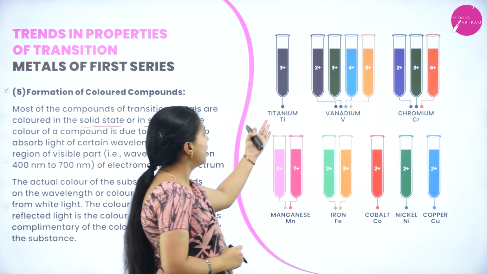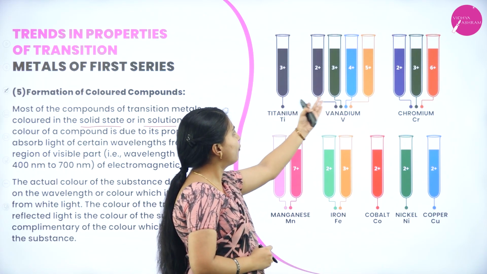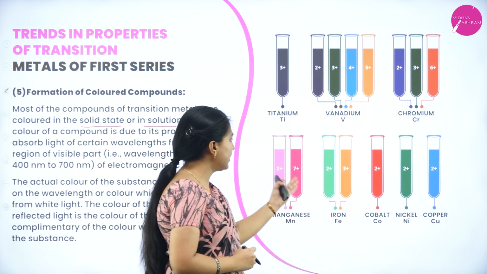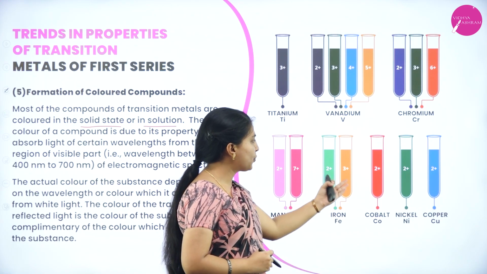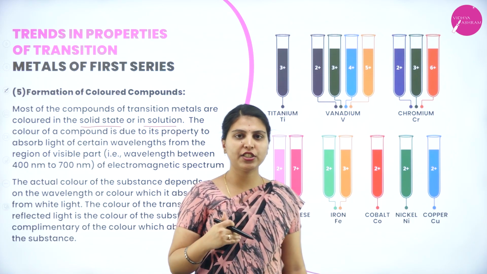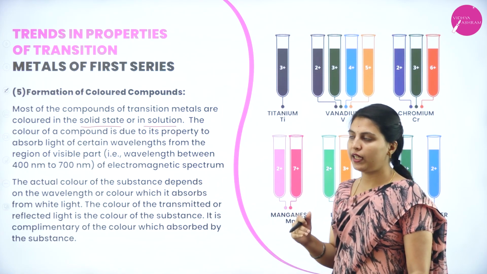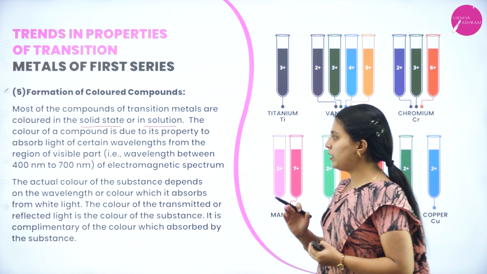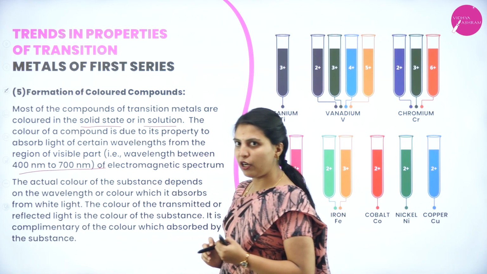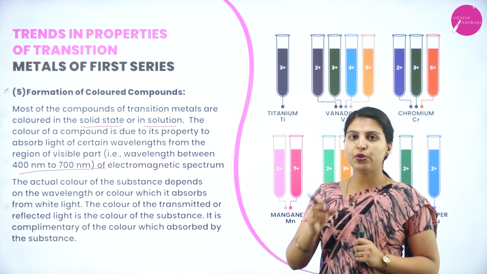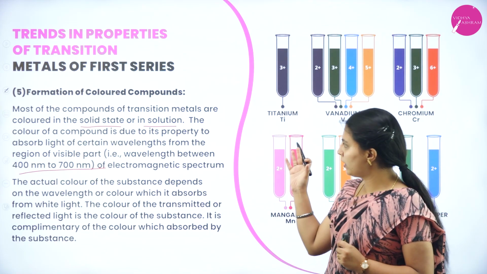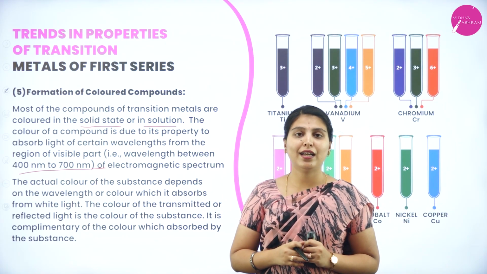Okay, titanium, vanadium, chromium. Vanadium has variable oxidation states, chromium has +3, manganese the least and the highest, iron also +2 and +3, cobalt +2, nickel +2 and copper +2. In which oxidation state, in what element, which color is shown you can observe here, and it mainly depends on the absorption of wavelengths of 400 nanometer to 700 nanometer of the electromagnetic spectrum, the visible part, and that part will be absorbed by the element, so it will show the colored property.